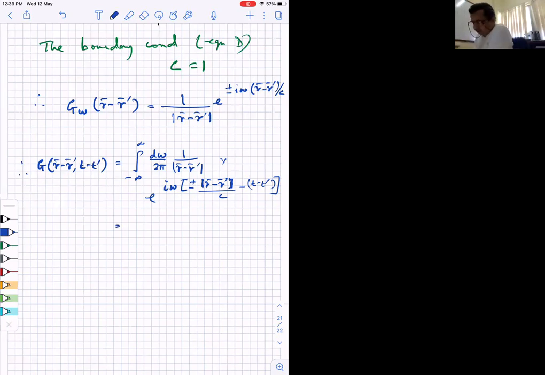So I can write this down like this. Now look at the thing over here. This actually looks like the integral version of a delta function. If you look at the integral version of the delta function, which I wrote for t in one dimension, this is like an integral version of the delta function. So I can write this actually as, I can take this mod r minus r prime outside.